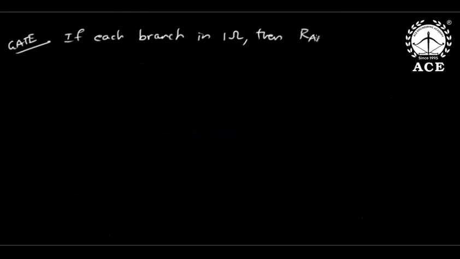Now I'm going to another GATE ECE question. If each branch is 1 ohm, then RAB is dash.